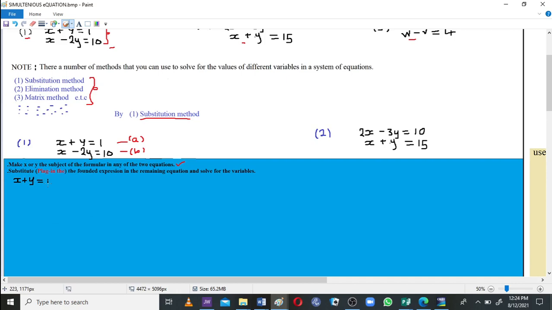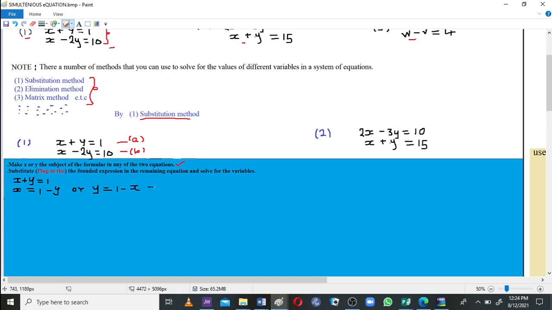So from here, remember the first point: when using the substitution method, you need to make one of the variables the subject of the formula. So let's make x the subject of the formula. If you want, you can make y the subject. I'm going to use both expressions for x and for y. So for x, we have x is equal to 1 minus y. If you decide to make y the subject, you have y is equal to 1 minus x.